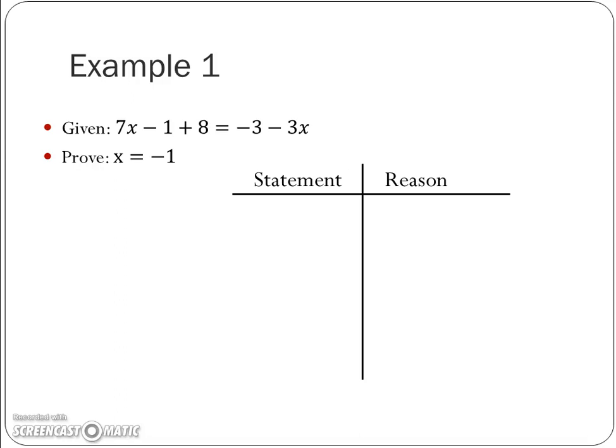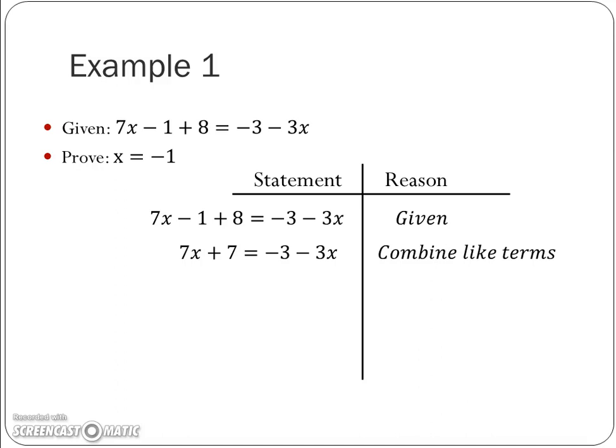Example 1 here. Our first statement should always be what is given. This is 7x minus 1 plus 8 equals negative 3 minus 3x. And our reason is given. It was given to us. That's how we always start a proof. Our next statement is what we're going to do. We're going to do negative 1 plus 8, and that is 7. So we get plus 7 there. And that is combine like terms.